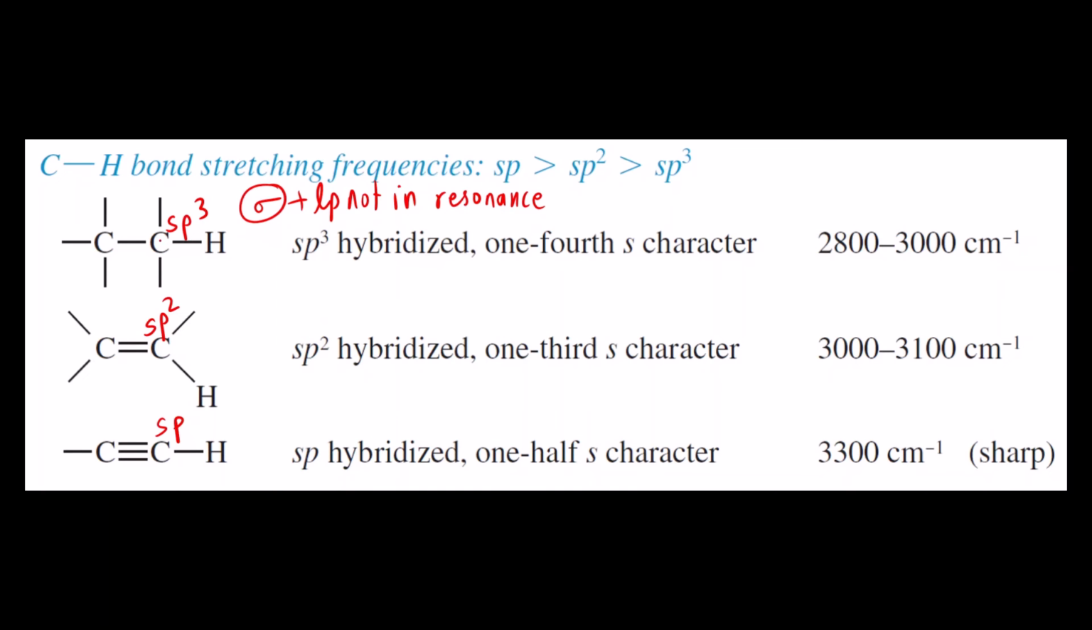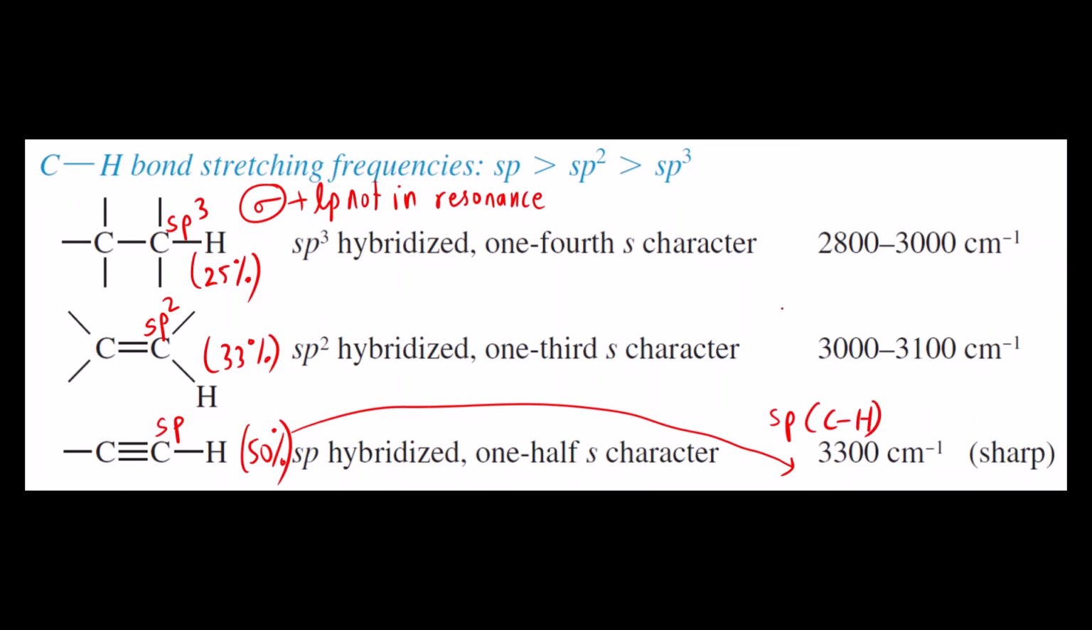Here you can see the percentage s character. Here it is 25%, here it is 33%, and in sp it is 50%. So here the percentage s character is maximum, so the stretching frequency of this CH bond is maximum. The sp2 CH bond is slightly less, around 3000 to 3100. And for alkane, we had seen it is slightly lower than 3000, around 2800 to 3000 centimeter inverse. So this was about the percentage s character.